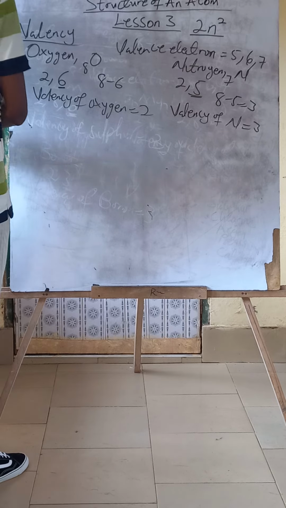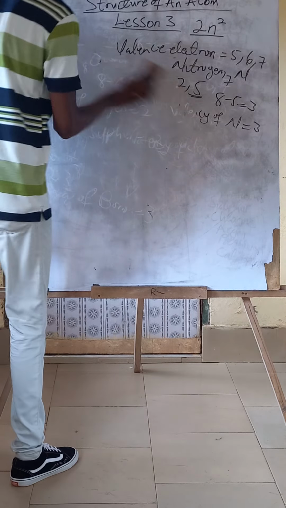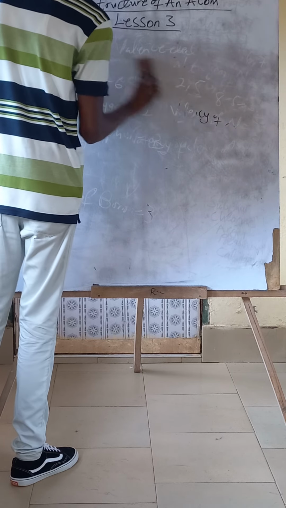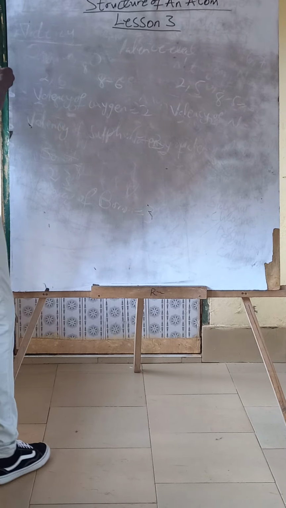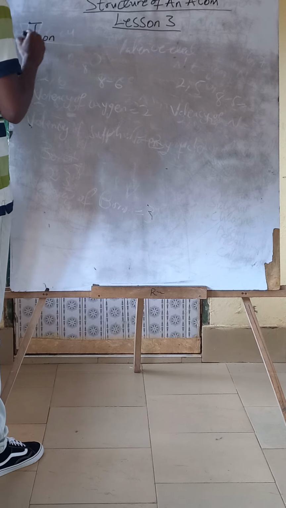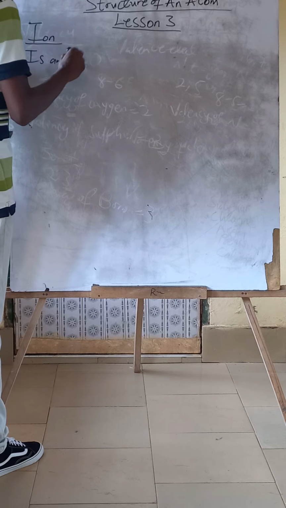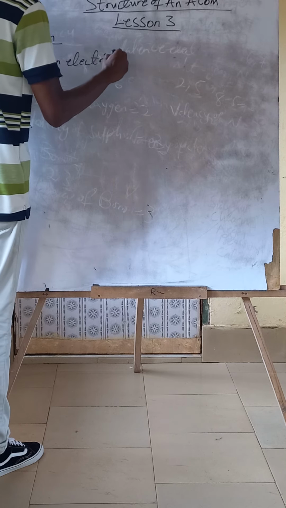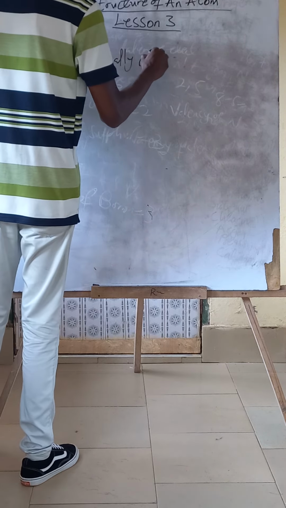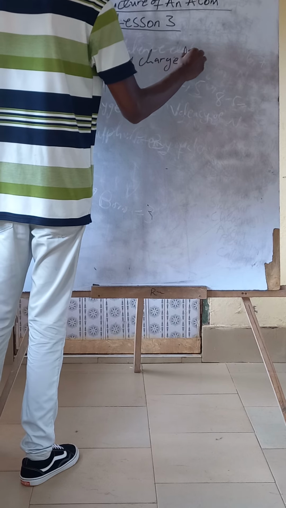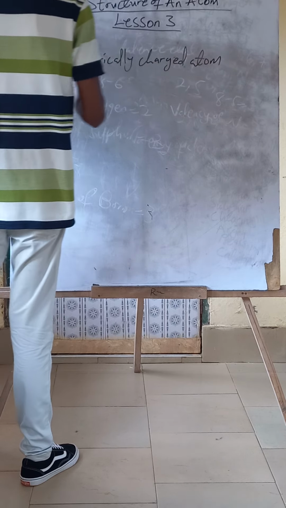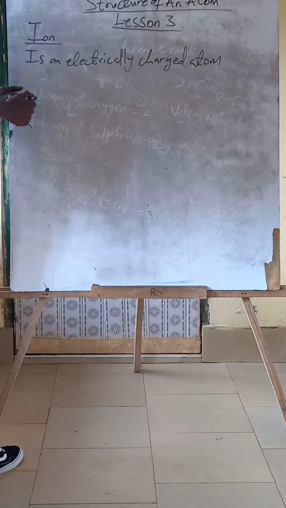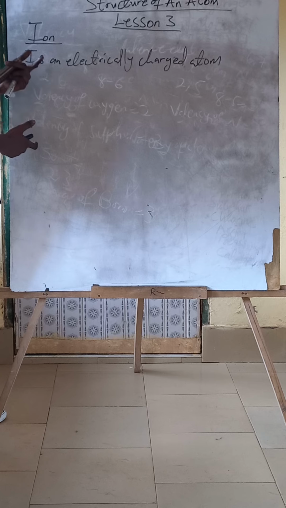Let us quickly move to ion. An ion is an electrically charged atom. So we have an atom, and anytime the atom loses electron, it will become an ion. Or if you have an atom and the atom gains electron, it also becomes an ion.